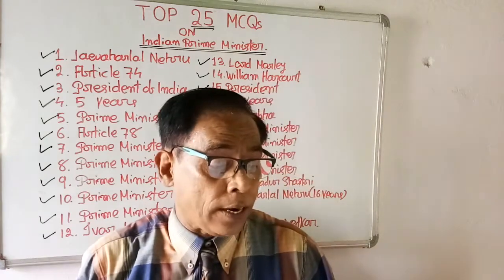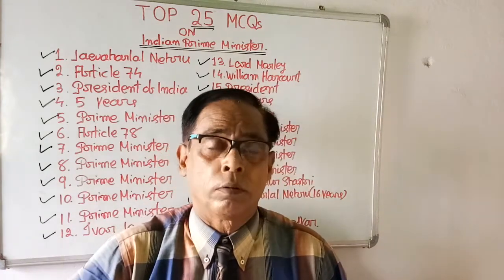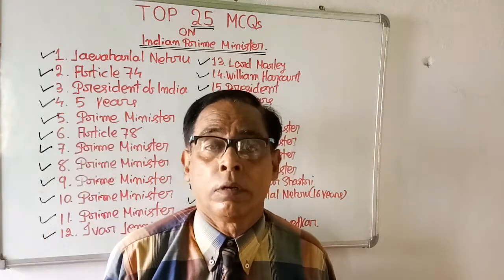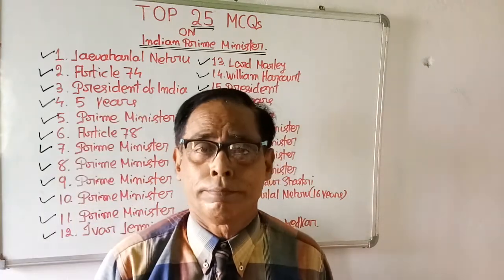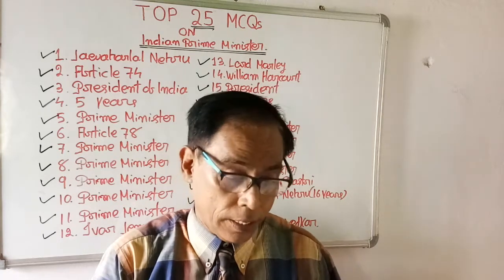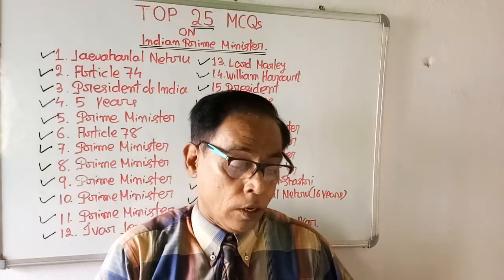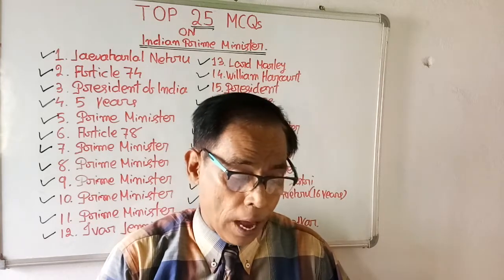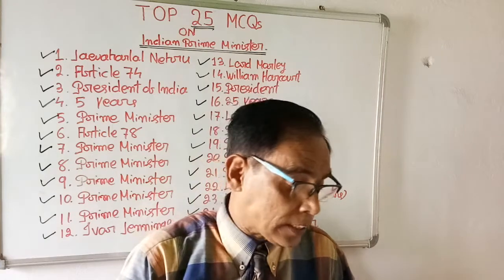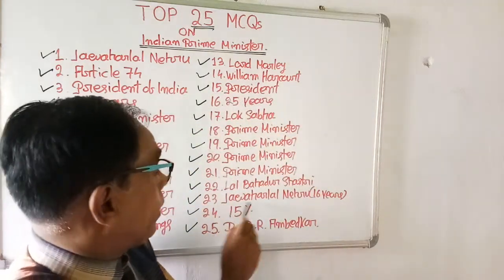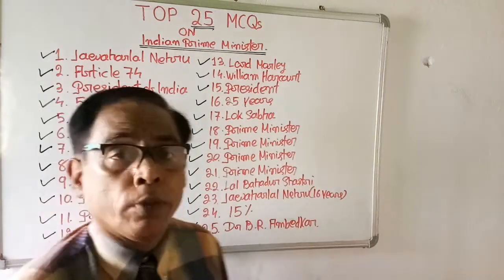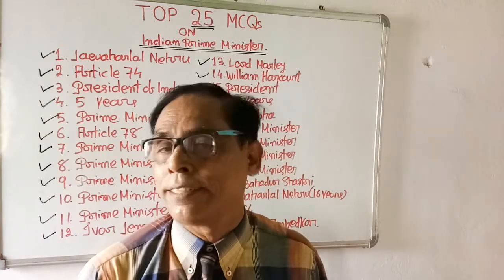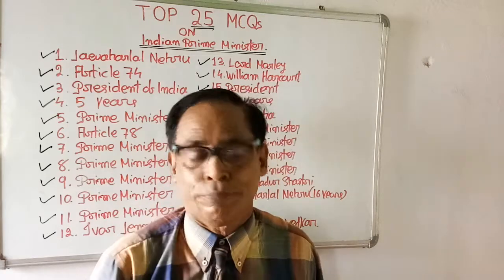Then come to question 23. Which Prime Minister had the longest tenure? He was the Prime Minister for a long time. Options are Indira Gandhi, Atal Bihari Vajpayee, Gulzarilal Nanda, and Jawaharlal Nehru. Right answer is Jawaharlal Nehru. Question 23, Jawaharlal Nehru. He continued for 16 years. Long tenure he had.